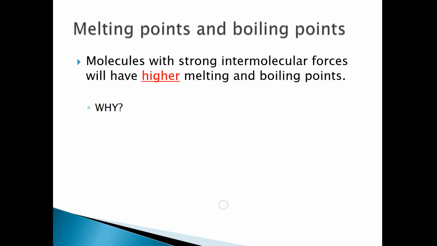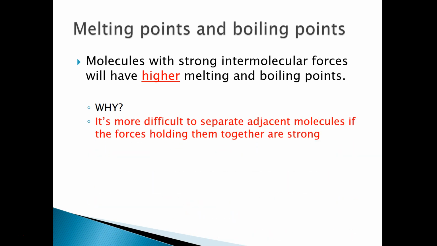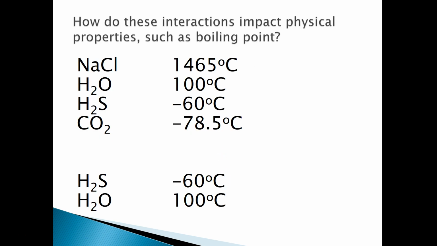All right, so molecules that have strong intermolecular forces will have higher melting and boiling points. And the reason why is because melting and boiling is essentially separating molecules. Molecules that were previously connected by these intermolecular forces are separated. And so the stronger the intermolecular forces are, the more difficult it is to separate them. All right, so here's an example of that.